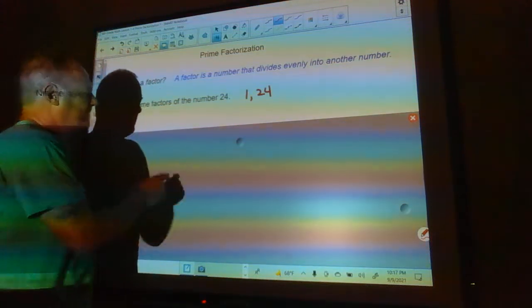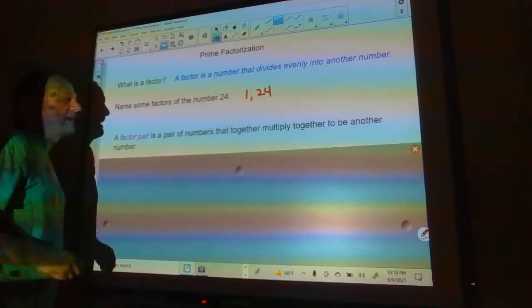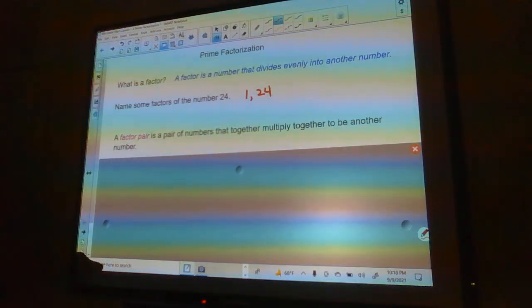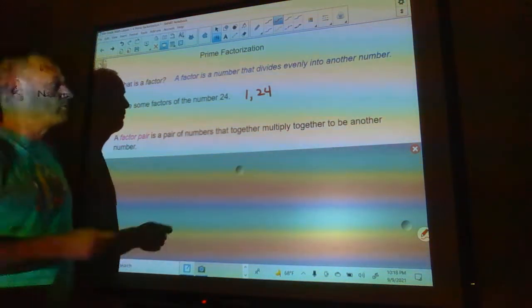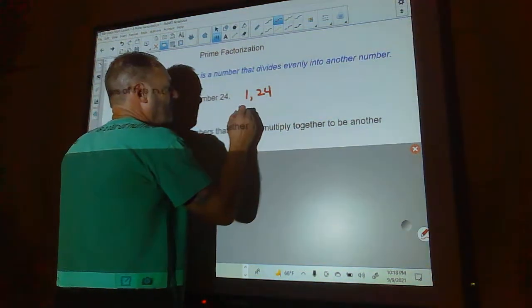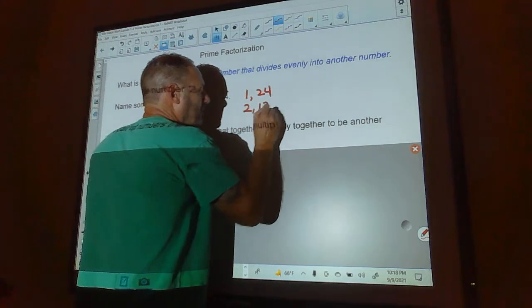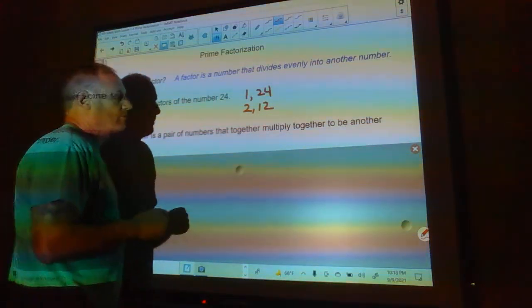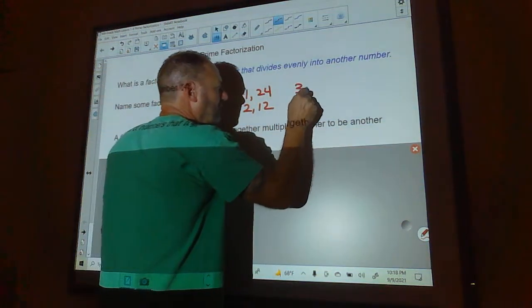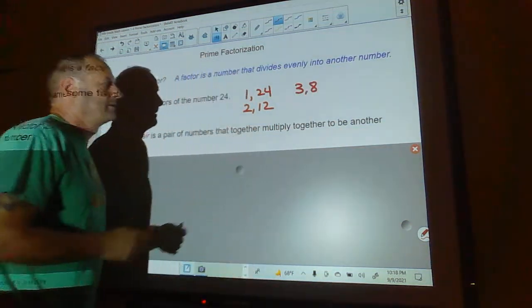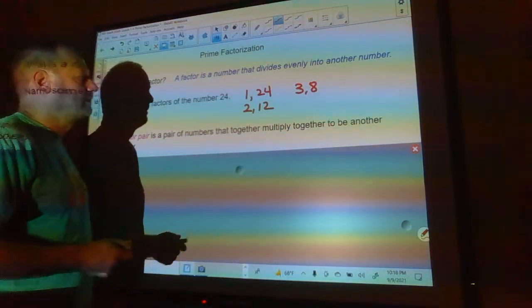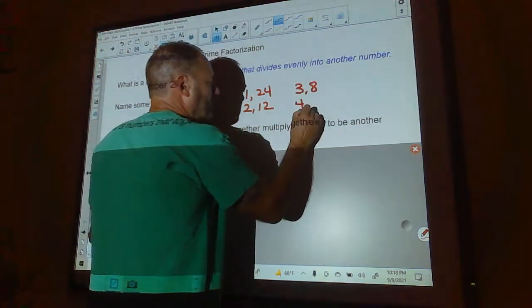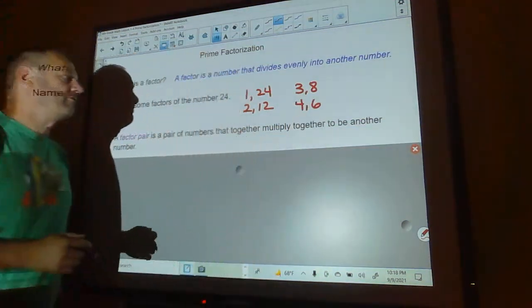This is what I'm talking about right here, a factor pair. It's a pair of numbers that together multiply to be another number. So 1 and 24 is 24. How about 2 and 12? 2 times 12 is 24. 3 times 8 is 24. And 4 times 6 is 24.